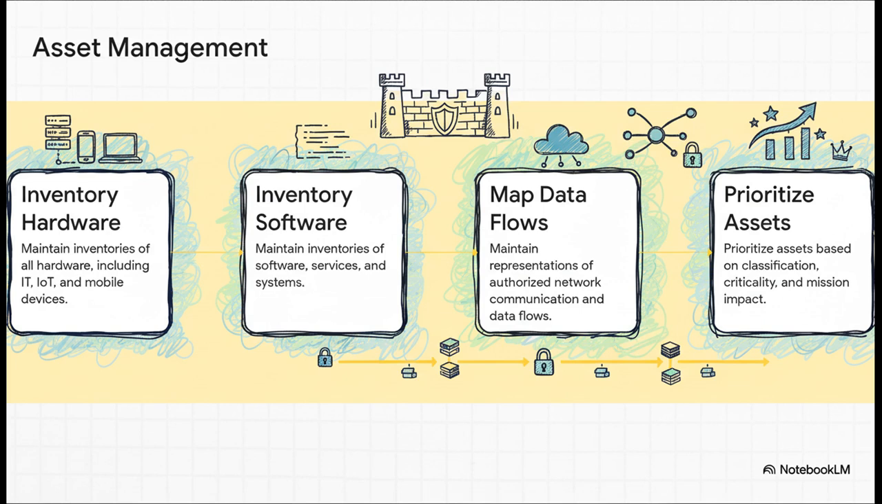Step two, you list out all the software and systems running on them. Then step three is huge. You map out how data actually flows between all these different parts. And maybe most important of all, that final step, you have to prioritize your assets to figure out what your crown jewels are. The super critical data that needs the absolute strongest protection.